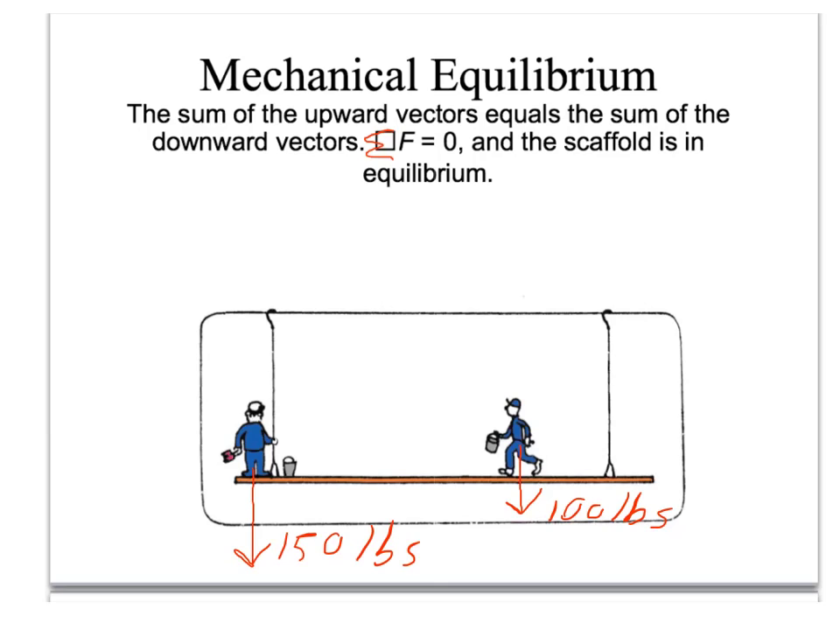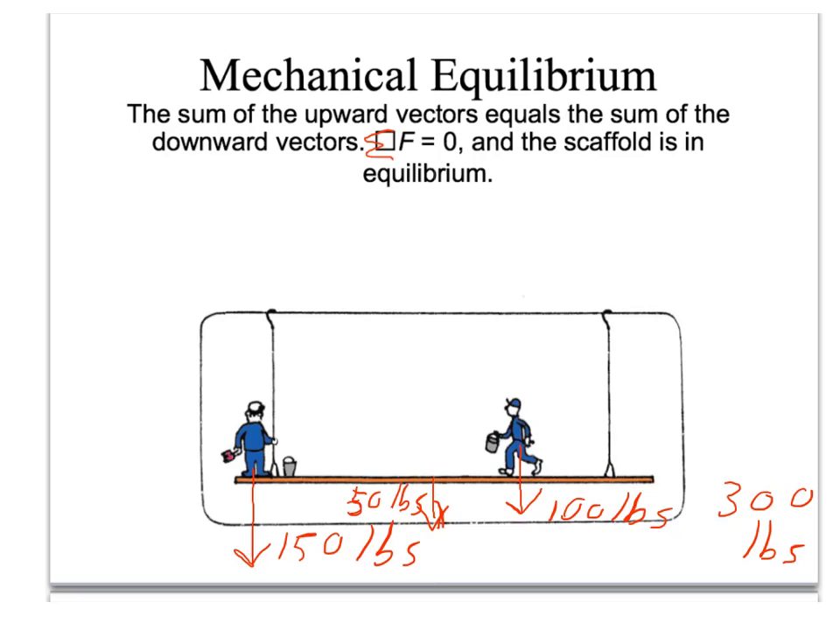Now, are those the only forces acting on this scaffolding? No. The other force that's acting is the weight of the scaffolding itself, which is also acting downward. Let's call that, just for simplicity, 50 pounds as well. So we've got a total amount of force acting down of 300 pounds. I'm going to write that over here to the right.